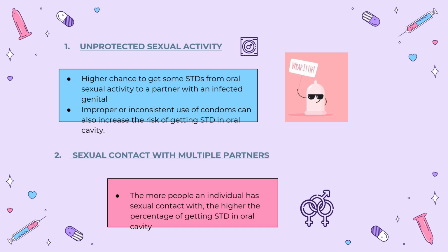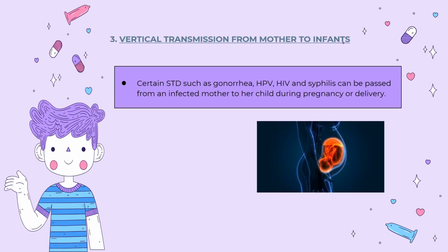Next, having sexual contact with multiple partners. When certain individuals have sexual activity involving oral sex with multiple partners, the higher the percentage of getting an STD in the oral cavity. Lastly, vertical transmission from mother to infant.